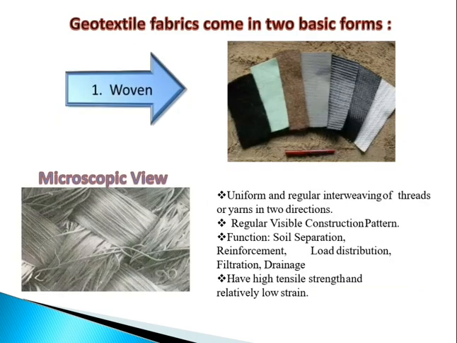Next, geotextile fabrics come in two basic forms, woven and non-woven. You can see a real life image of woven and a microscopic view of it. Let's discuss it. Uniform and regular interweaving of threads or yarn in two directions, with a regular visible construction pattern. Its function is soil separation, reinforcement, load distribution, filtration and drainage. It also has high tensile strength and relatively low strain.